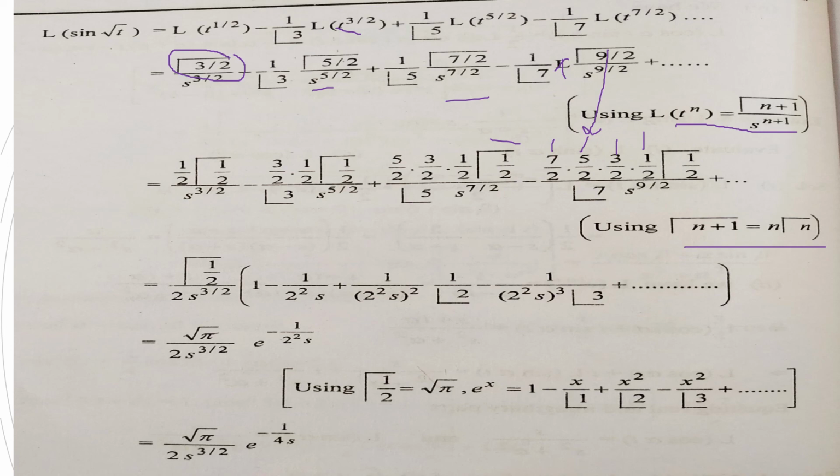Take gamma 1 by 2 common from all the expressions here. It is root pi. Take 2 common also from here, so that by arranging all the terms we get this expression. You have to simplify the above equation, taking gamma 1 by 2 common and s to the 3 by 2 common from the denominator. We get this expression. You have to work this out. So what is this? This is the expansion, the Taylor series expansion of e raised to power x. So I have written here e raised to power minus x. What is x here? This is x here. So in this way we have simplified this result.